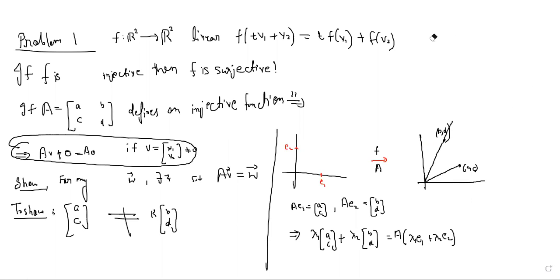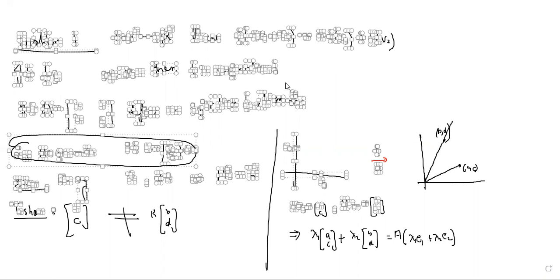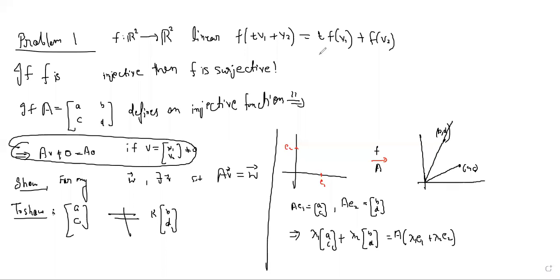So F is injective. We want to show that these two vectors, AC and BD, which are the images of these two canonical independent vectors, E1 and E2, are also independent. Not orthogonal, but independent. I can't do it in this, so I just erase it.